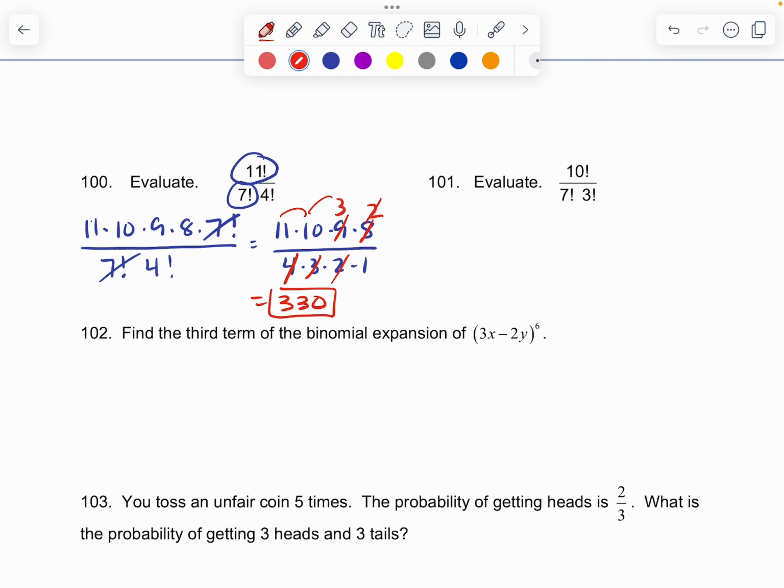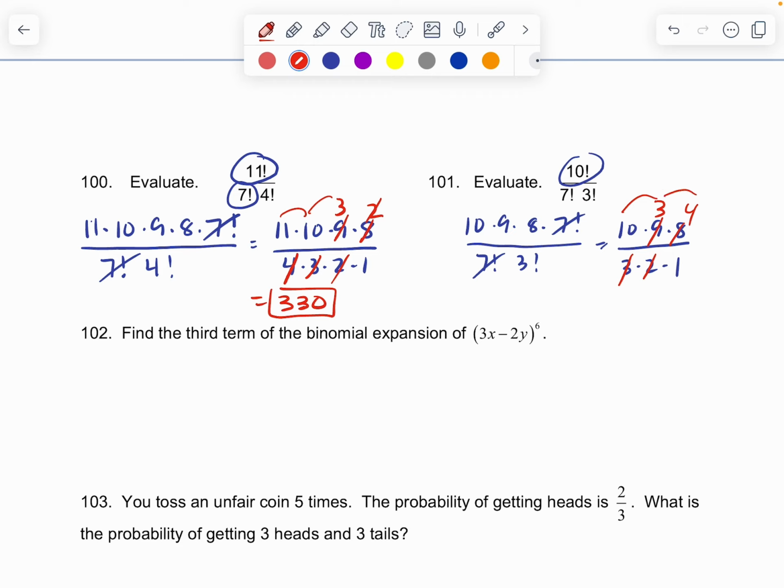Okay? I'll go ahead and do 101 just to get rid of it. Okay, same idea. Maybe pause the video and see if you can do this one. So 10 factorial, start with the biggest one, is 10 times 9 times 8 times 7 factorial. And then we have over 7 factorial, 3 factorial. So these cancel out. I'm left with 10 times 9 times 8. And 3 factorial is 3 times 2 times 1. So again, canceling these, 3 goes into 9 3 times. 2 goes into 8 4 times. 10 times 3 is 30. 30 times 4 is 120.